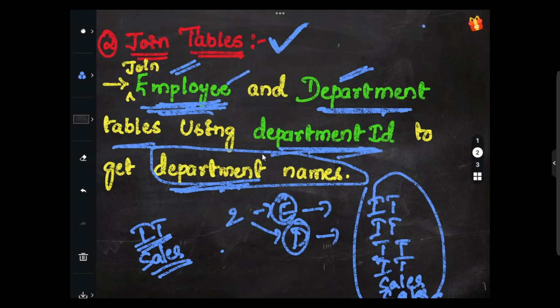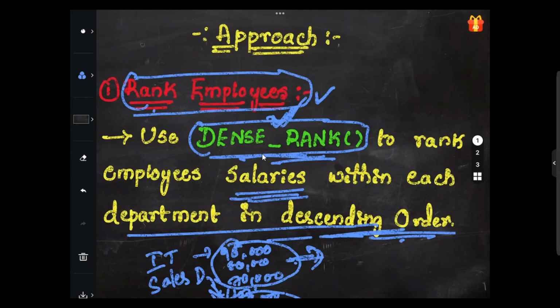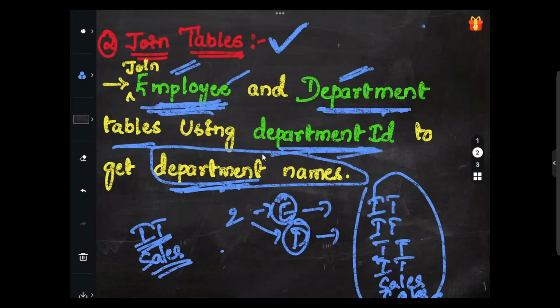So we will be calculating the top 3 highest salaries based on the department ID itself. We'll be making use of the department ID to get the department names as well in this case. So we will join employee and department tables using department ID to get the department names.